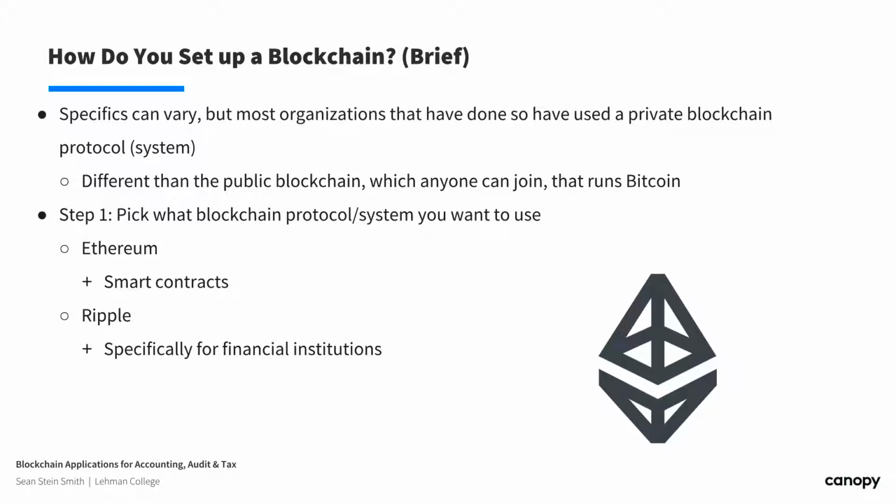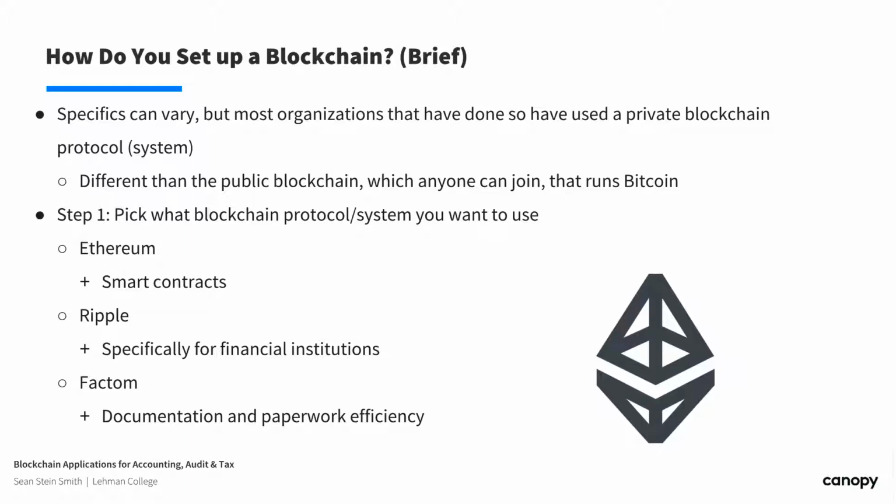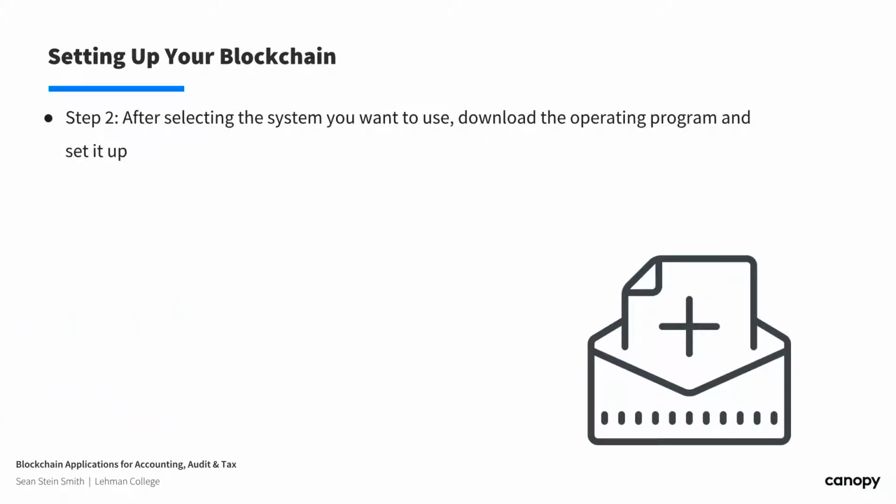And then a third one that I've come across is Factom, which was designed and built to basically cut down on some of the inefficiency, time delays and paperwork hassles that can often come with mortgages, title searches, or insurance claims. So there are hundreds of different blockchains out there. So the first step is to go through and analyze which one you actually want to use. Step number 2, basically, is to actually download the operating system.